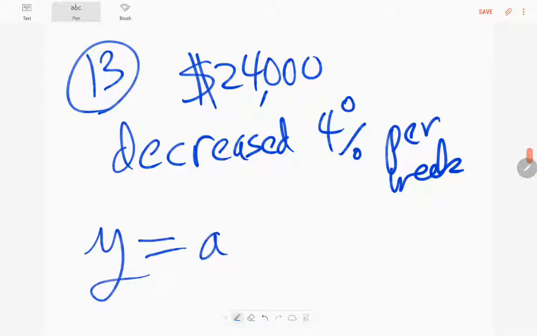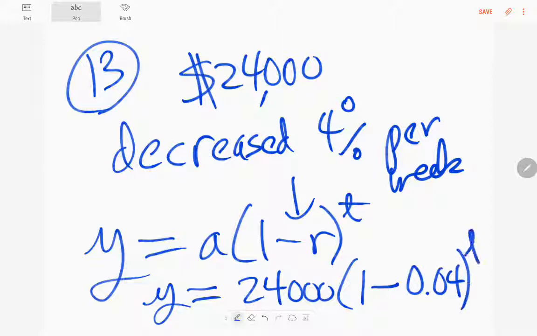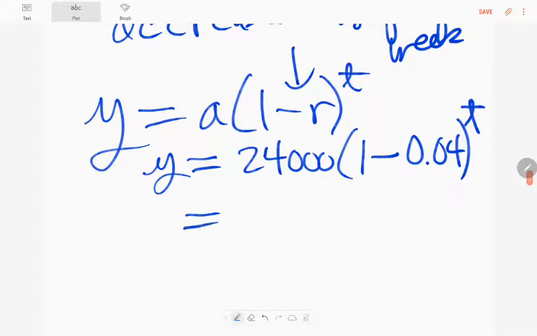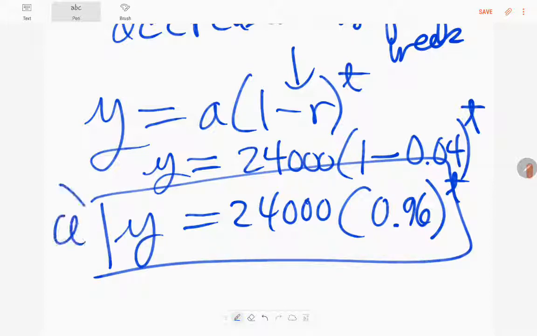Well, once again, we're going to use something that kind of looks like the model that we used in the previous problem. But the only difference is I'm going to subtract that R instead of adding it. Only because the amount is decreasing every week instead of increasing. But just like the other problem, A is the initial value, R is the percent decrease as a decimal, and we just leave the T in there as a variable. So this should be the answer to part A, in my case.